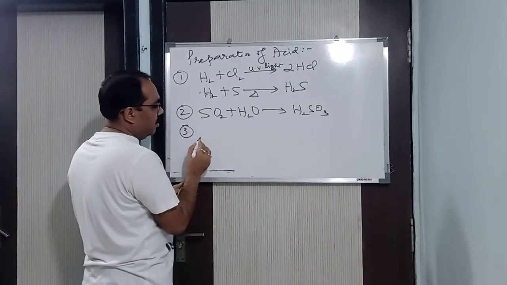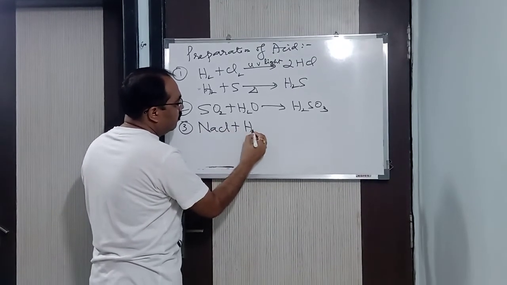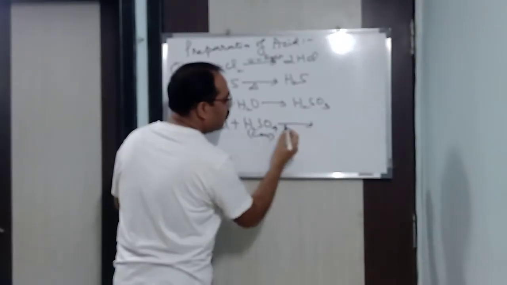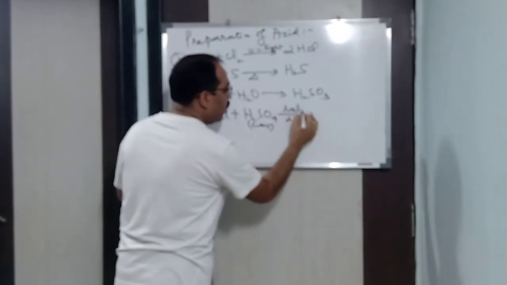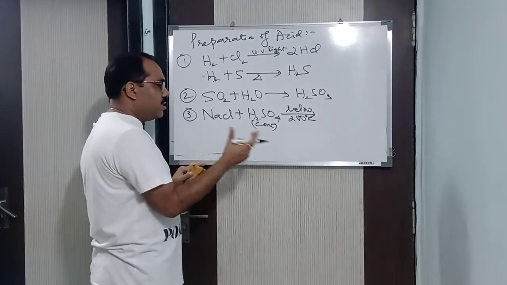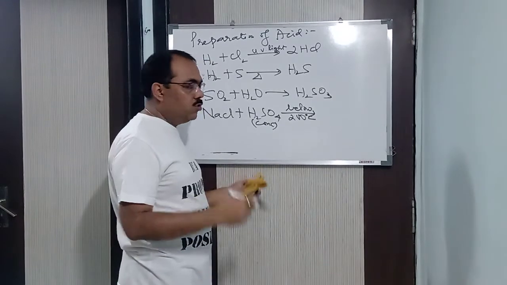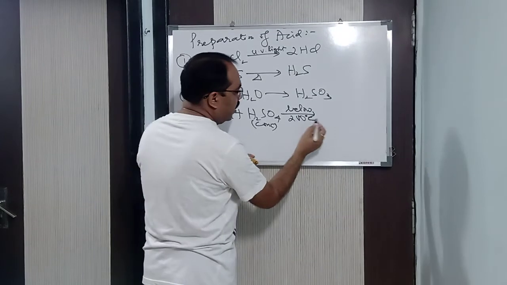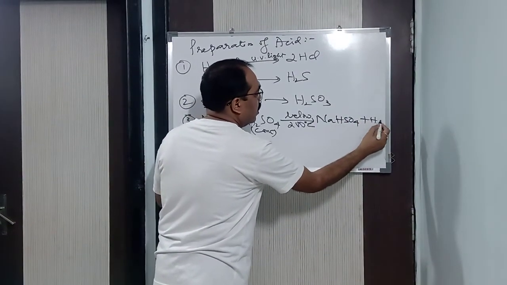Now, the third method is when any salt, for example NaCl, is heated with concentrated H2SO4. But you have to heat it below 200 degrees centigrade, less than 200 centigrade. You will read the reason when you study the HCl and HNO3 chapter. Let me tell you now why I am heating it below 200 centigrade. The reason is that below 200 centigrade, NaHSO4 and HCl are produced.